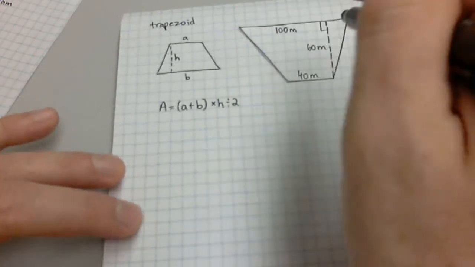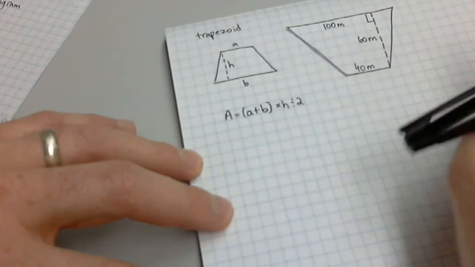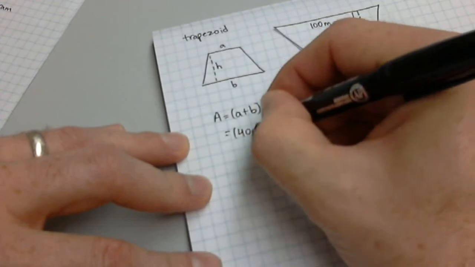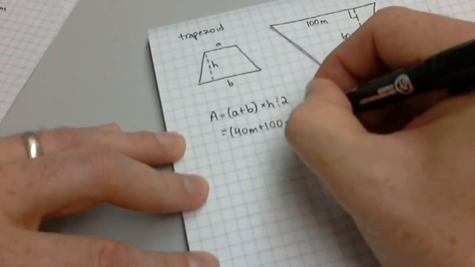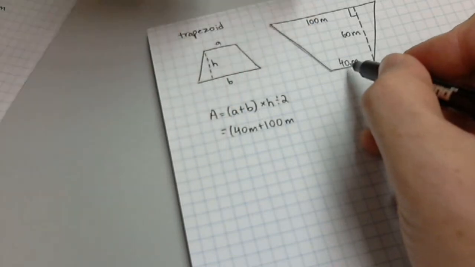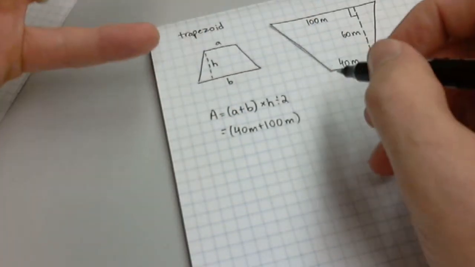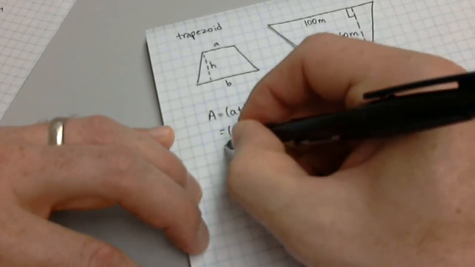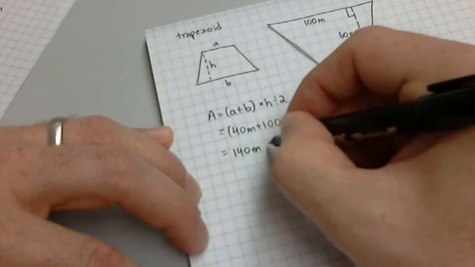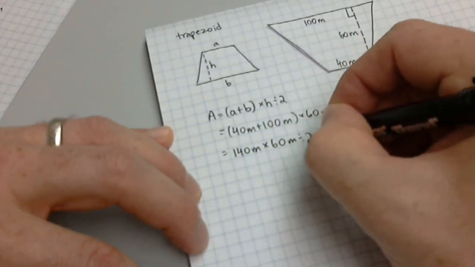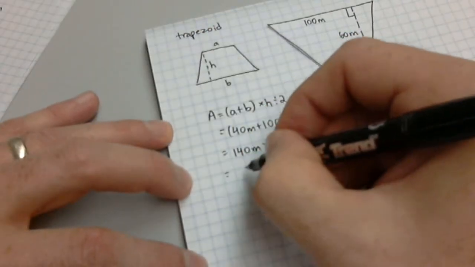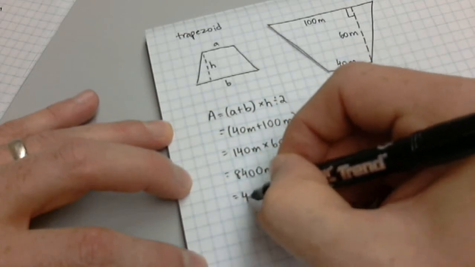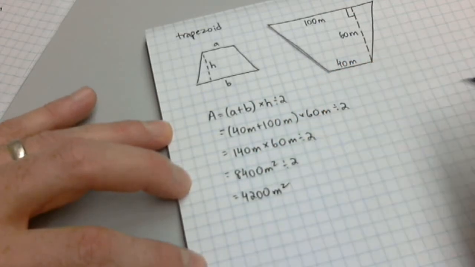Okay? So if I'm working with this original trapezoid, I can say, okay, I'm going to do 40 meters plus 100 meters. A and B, it doesn't matter what number comes first, you add them together, make sure it's in brackets because you have to do that first, multiply it by the height, which is 60 meters, and then divide it by 2. So this brings us to 140 meters times 60 meters, divided by 2, order of operations. This gives me 8,400 meters squared divided by 2, which gives me 4,200 meters squared.